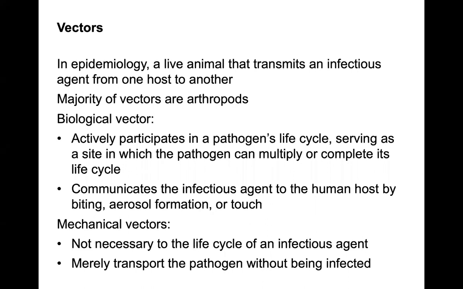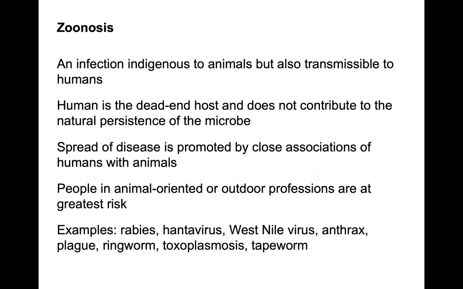Vectors in epidemiology: a live animal that transmits an infectious agent from one host to another. The majority of vectors are arthropods. A biological vector actively participates in a pathogen's life cycle, serving as the site in which the pathogen can multiply or complete its life cycle. And then we also have mechanical vectors, which are not necessarily part of the life cycle of the infectious agent. We also talked about some zoonotic infections in Unit 3. This is an infection indigenous to animals, but it is also transmissible to other animals, such as humans. Rabies is a great example of a zoonotic disease.